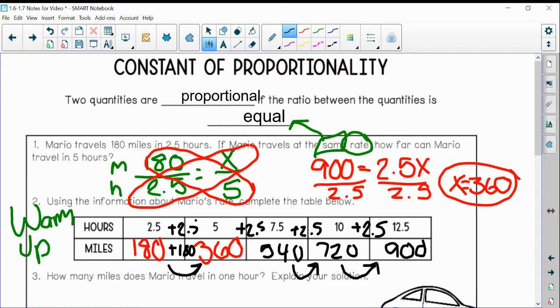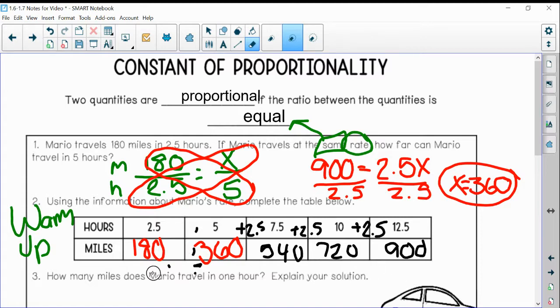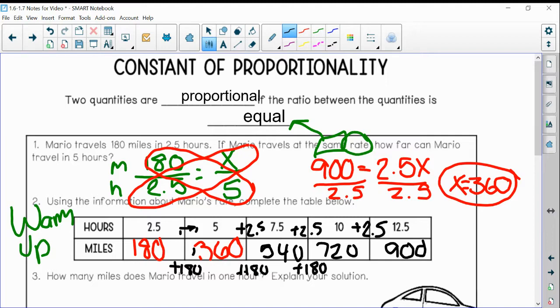So the other thing I want you to notice and kind of think about is, no, we'll just leave it at that. So we increase at a constant rate. So every time we added 2.5 hours, we said that each 2.5 hours we go 180. So we add 180, we add 180, we add 180, because every time we go that 2.5 hours, we add 180.